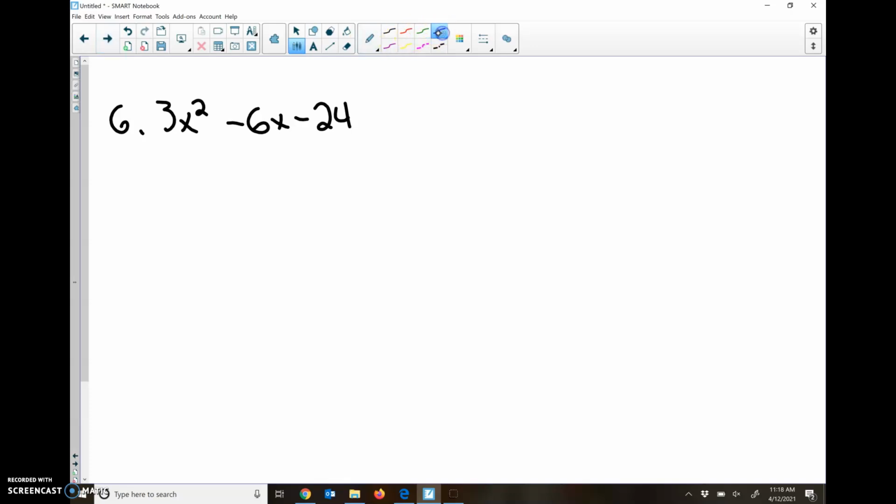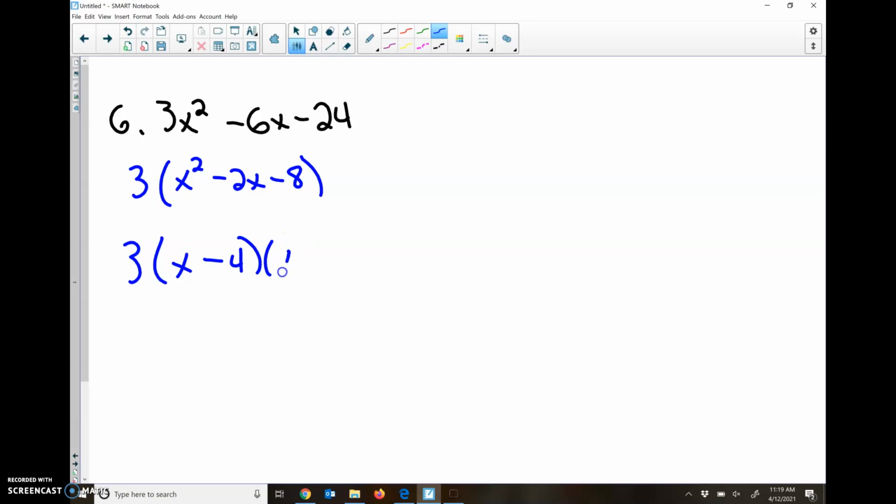All right, number 6. I have a 3, I have a 6, I have a 24. 3 can go into all those. Once I divide everything by 3, I'm left with kind of the same thing as before. So two numbers that multiply to 8 and subtract to negative 2. This time I want the negative 4 since it subtracts to negative 2. So it's going to look like this.